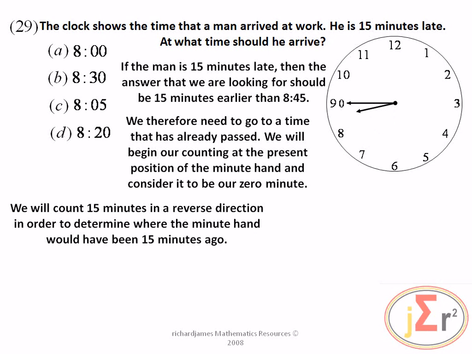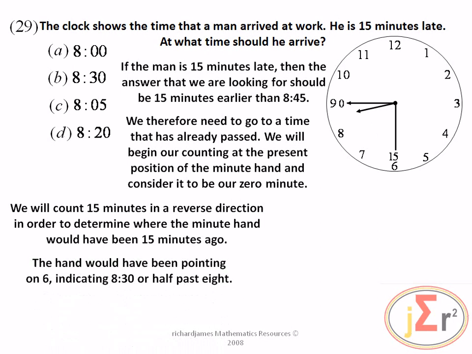So let's go again, Jerry. 5, 10, 15. So 15 minutes ago, that is the position where the minute hand would have been. So the hand would have been pointing to 6, indicating 8:30 or half past 8. The correct answer is option B.